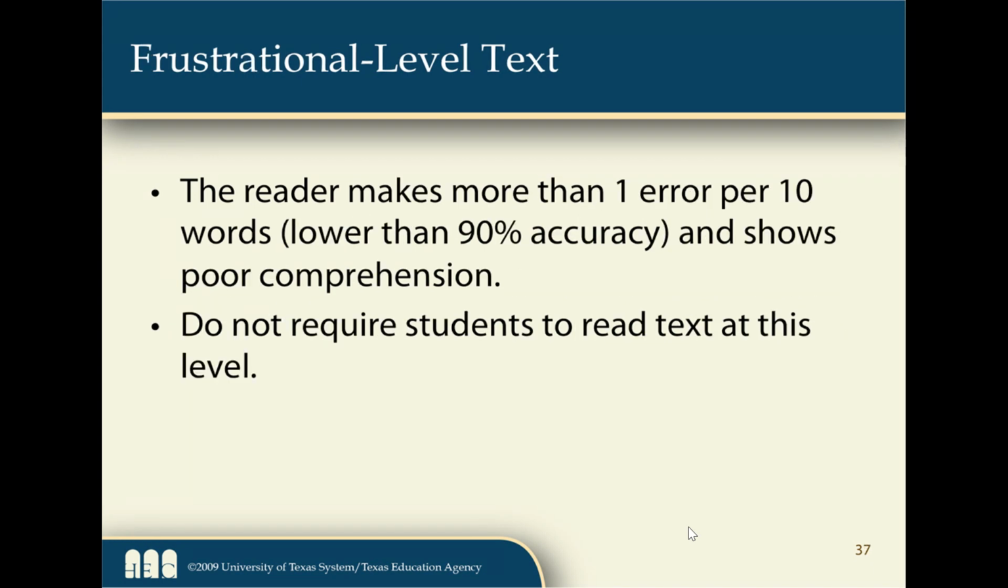And then, of course, frustrational level is one error per 10 words, or about 90% accuracy, with little to no comprehension of what was read. Of course, this one's too difficult for a student to read, and in order to keep their affective filter low, you want to assess them on things that do not challenge their safety and security in your classroom. So don't require students to read text at their frustrational levels.